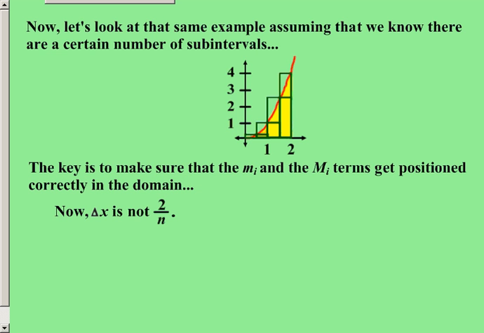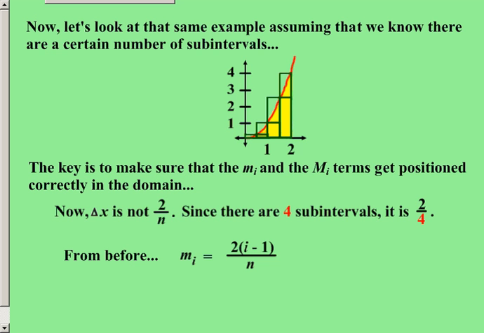This time delta x is not 2 over n. This time we are being forced to obey 4 subintervals. So in this case, n is not an arbitrary value, it is a known value. So our width, obviously, is going to be 1/2. We already knew what the lower and upper sum values would be. So plugging in the fact that there are 4 subintervals, that takes n out of these calculations as well.